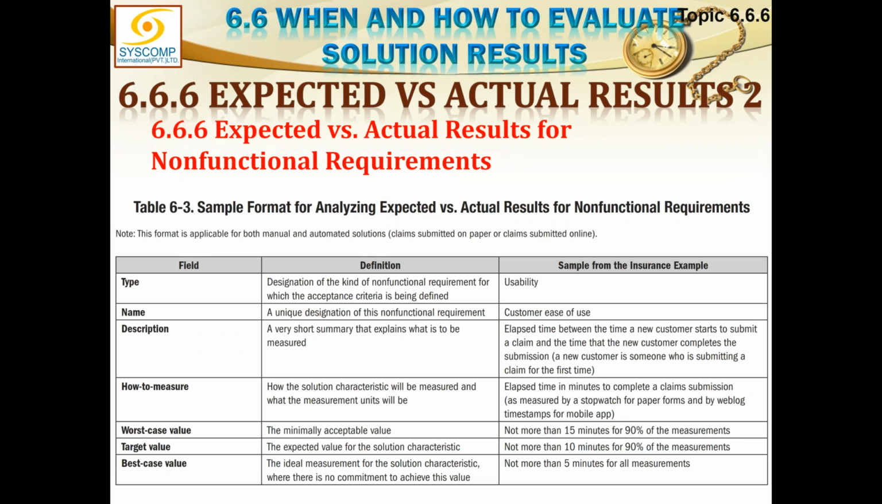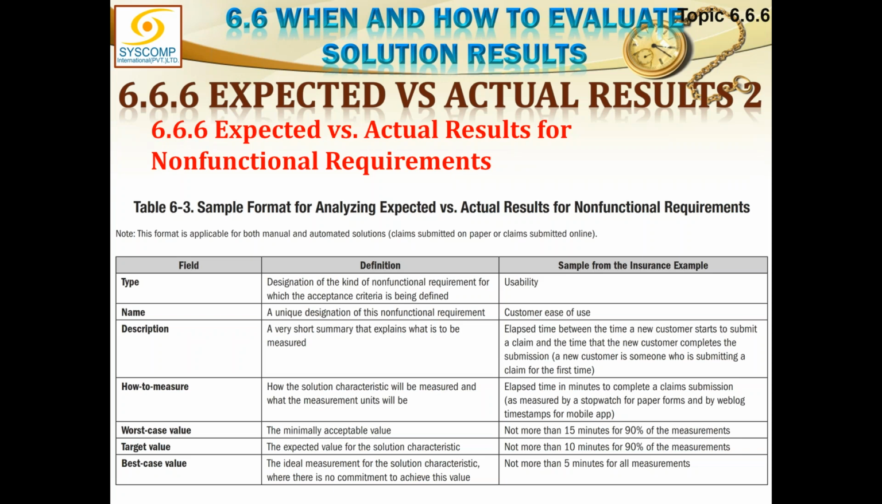Type means designation of the kind of non-functional requirement for which the acceptance criteria is being defined. Name is a unique designation of this non-functional requirement. Description is a very short summary that explains what is to be measured. How to measure is how the solution characteristic will be measured and what the measurement units will be. Worst case is the minimally accepted value. Target value is the expected value for the solution characteristic, and best case value is the ideal measurement for the solution characteristic where there is no commitment to achieve this value.